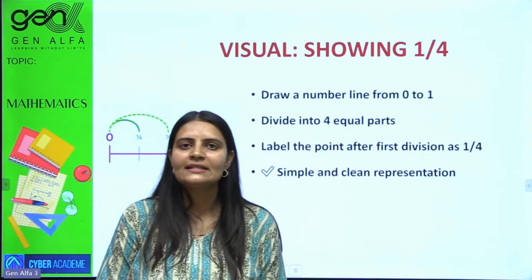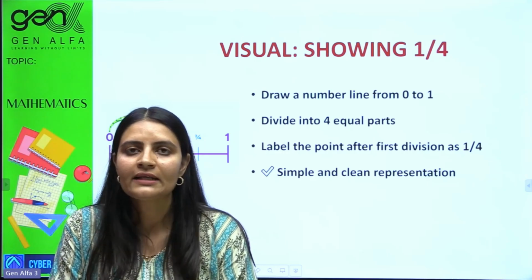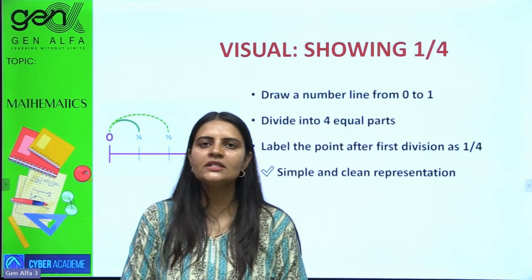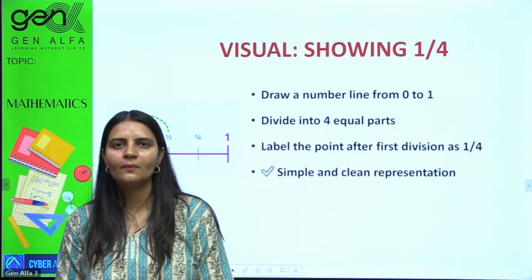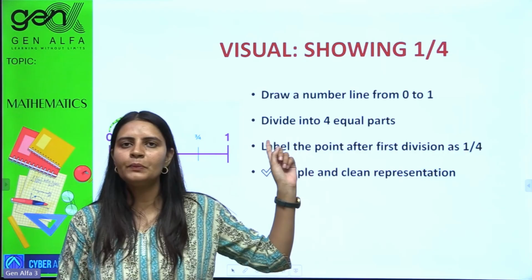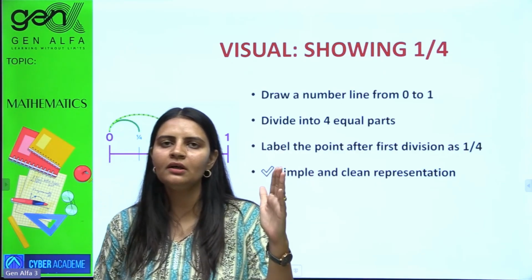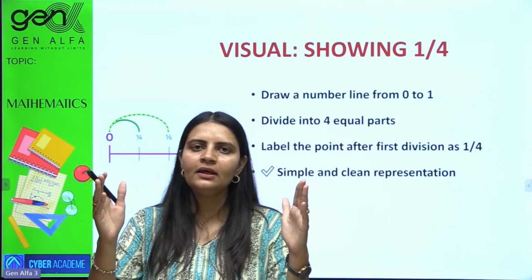Now, it's time to show 1 by 4 on the number line. Let's draw the number line again between 0 and 1. Why between 0 and 1? Because again, it is a proper fraction. Just mark 0 here and 1 at the other end.